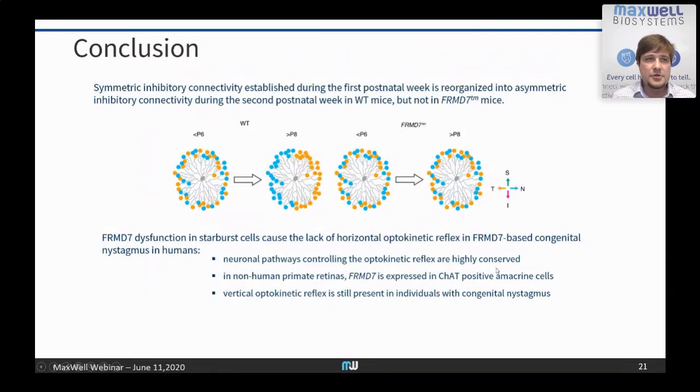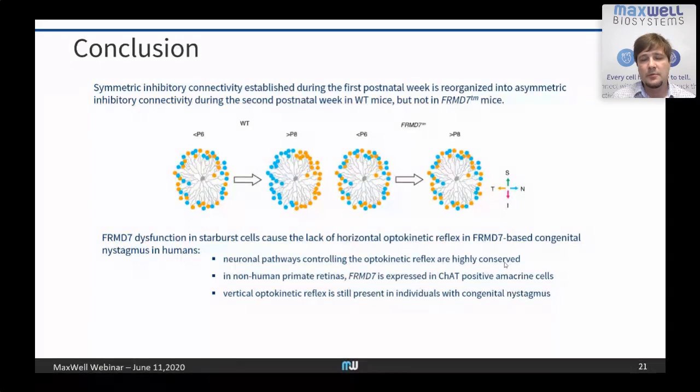Now, one can ask the question, is this really a phenomenon that is causing the disease in humans? Well, what we know is that symmetric inhibitory connections established during the first postnatal week are reorganized into asymmetric inhibitory connections during the second postnatal week in mice. But now we also know that in the F1D7 mutant, this does not happen. And the other question is, is F1D7 dysfunction in starburst cells causative of the loss of horizontal optokinetic reflex in humans?